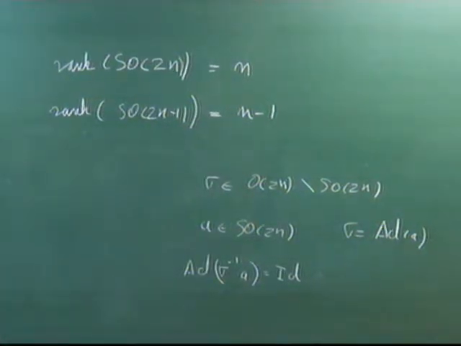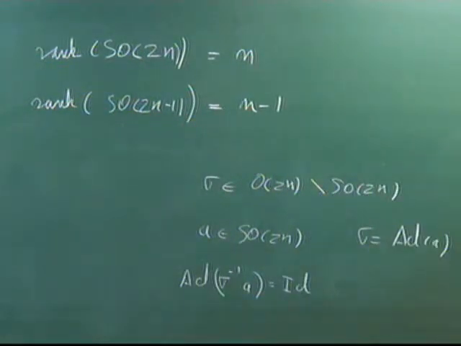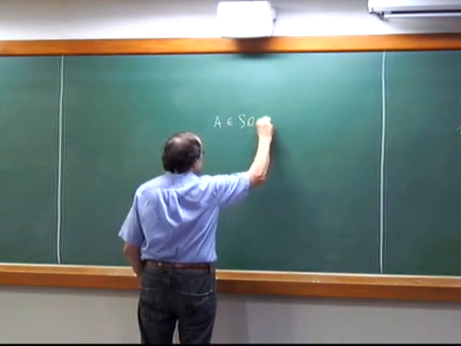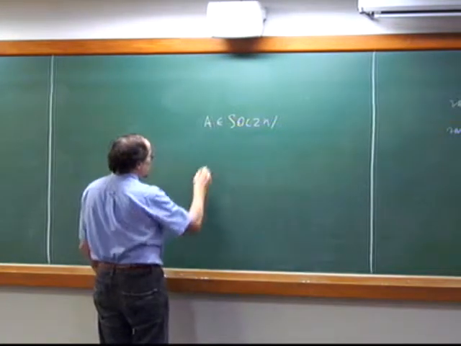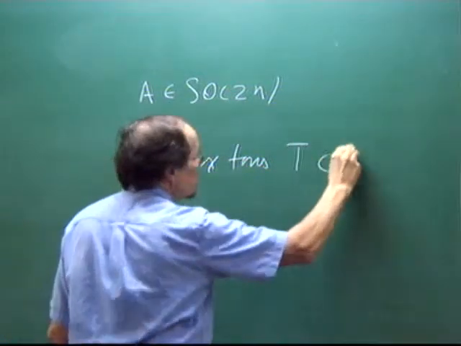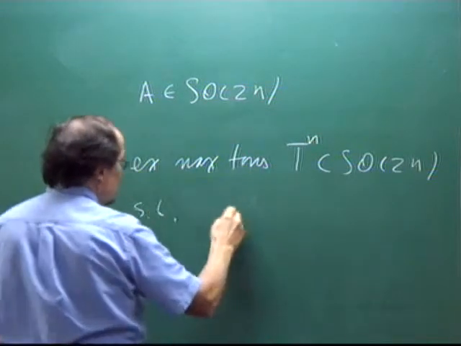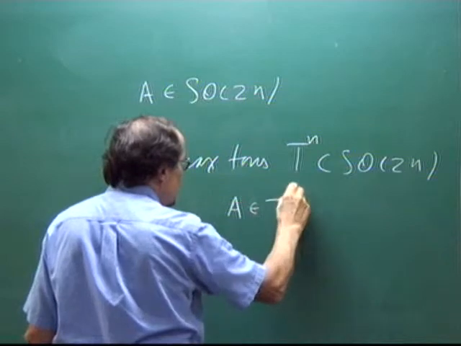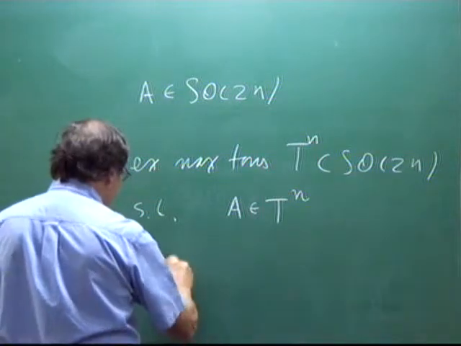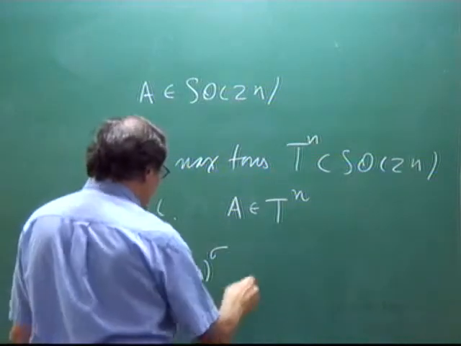But I claim that can't be, because if sigma is conjugation with an element A here, right? So A is an element in SO2n. That means there exists a maximal torus T contained in SO2n, which is n-dimensional, such that A lies in T, in Tn. Right? So that means it commutes with that. So that means that SO2n sigma, where sigma was assumed to be adjoint of A, conjugation by A, contains an n torus.